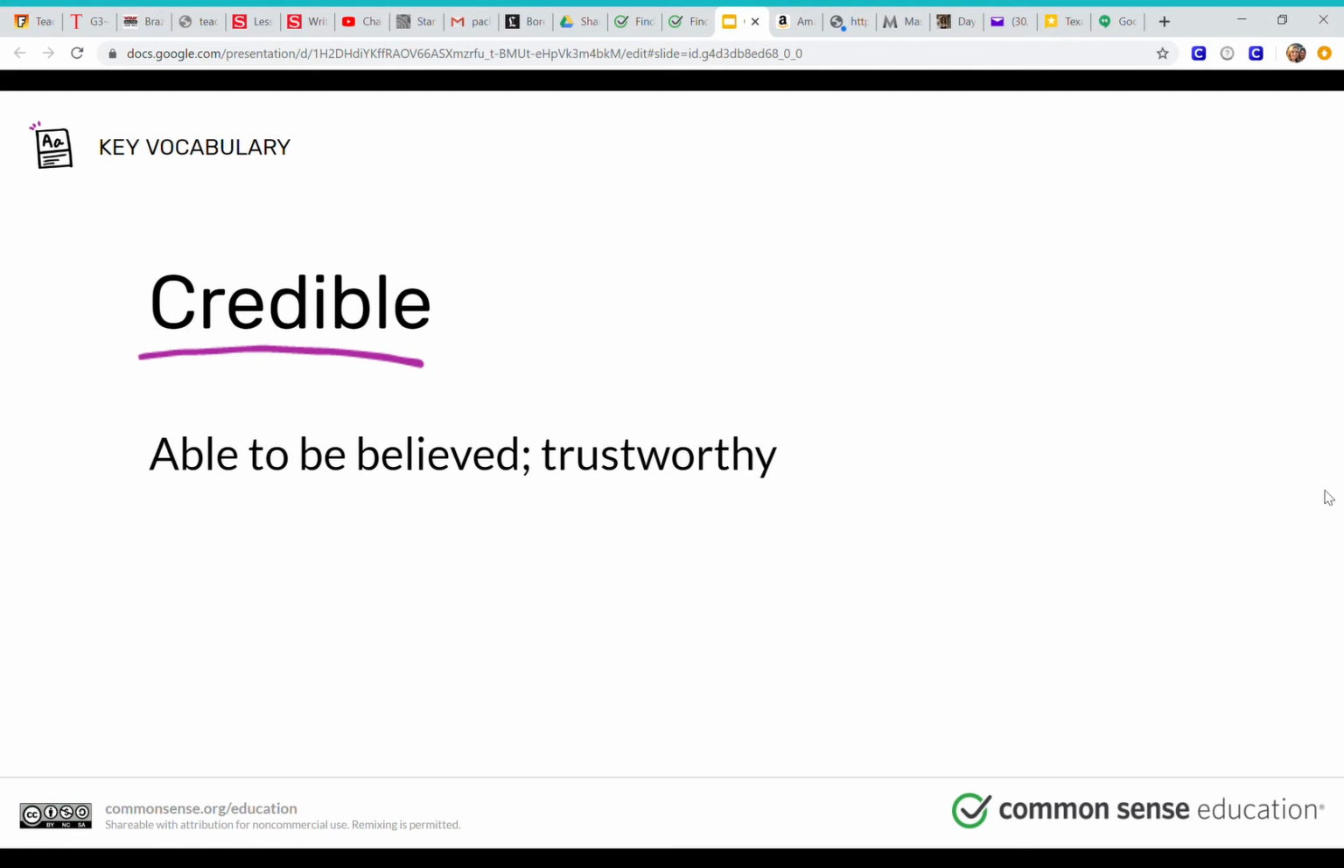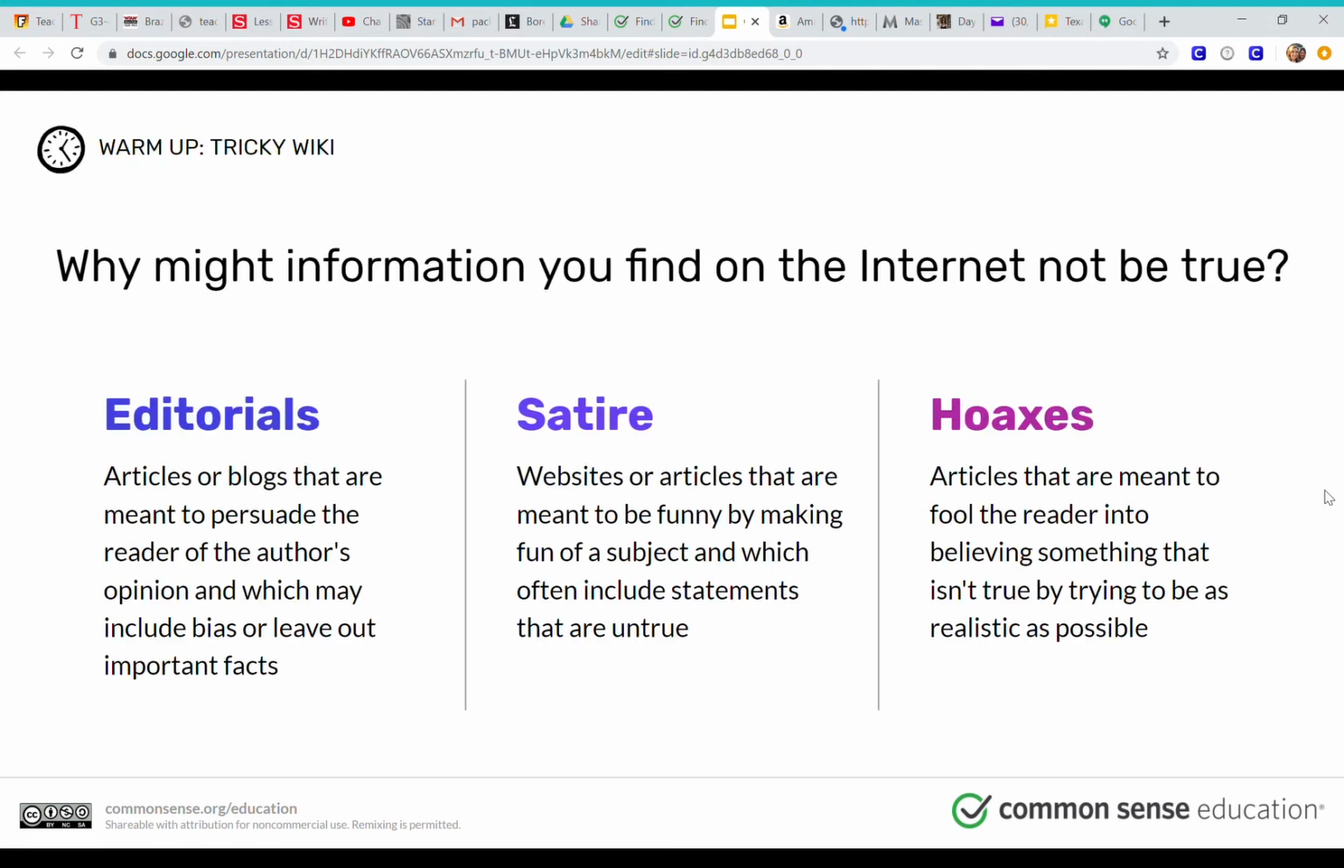it's got the facts right, it's from somebody that is either an official or good in their field or knows what they're talking about. Okay, credible, able to be believed or trustworthy. Why might information you find on the internet not be true?